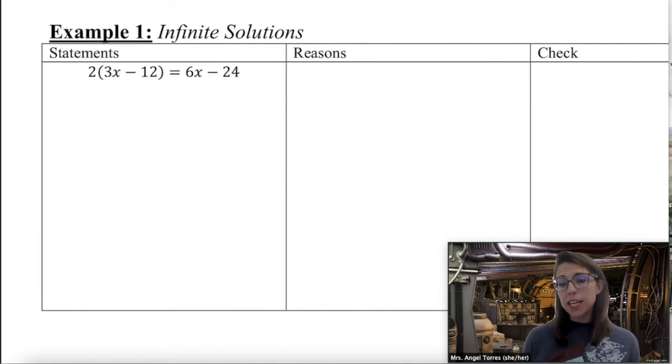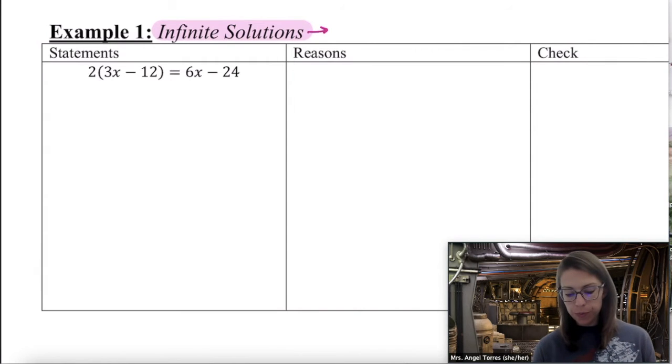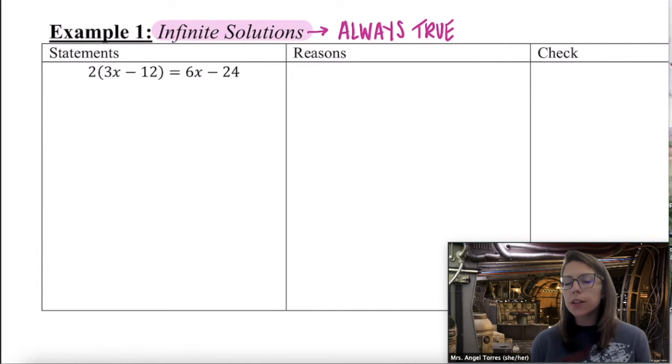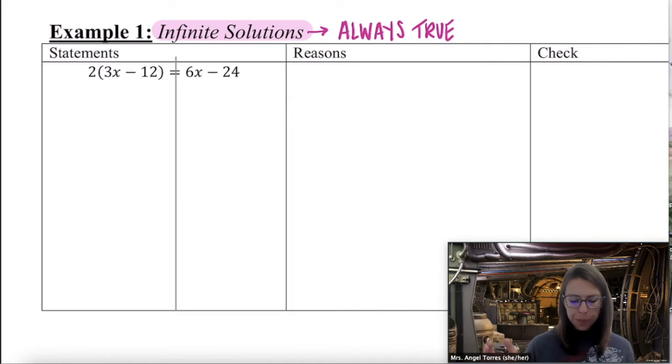Example 1 is already kind of telling us what we're looking at. We're going to look at an equation with infinite solutions. And infinite solutions just means the equation is always true. So let's take a look at this equation a little bit closer and see why this is an equation with infinite solutions. As always, I start by putting a line down the middle of my equal sign. That way it separates the left side from the right. And thinking back to the tools in my solving equations toolbox, I see some parentheses here on the left, which means the first tool I'm going to use is the distributive property. Let's get rid of those parentheses.